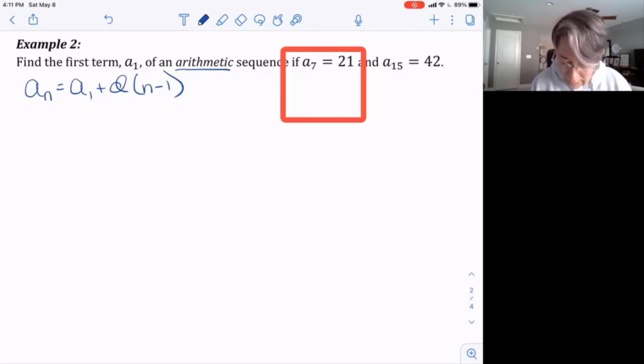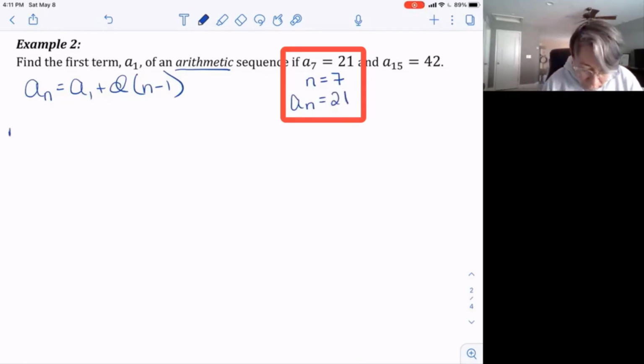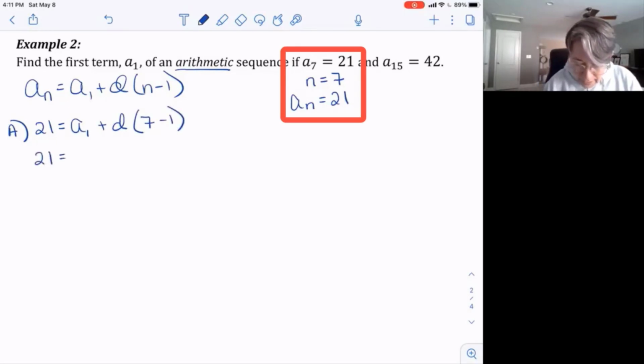What information does that tell us? That tells us that term 7, where n equals 7, that output value, a sub n, is 21. So if we focus just on that point, that would give us one equation. We plug it in where 21 equals our first term, which we don't know, plus the common difference, which we don't know, but we do know the n of 7 minus 1. If we simplify that, that gives us 21 equals our first term plus 6d.